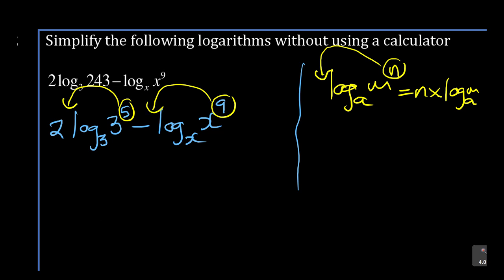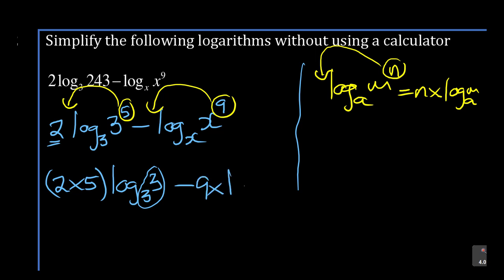So what will I have? Because of that 2, it will be 2 times 5. Always protect it with what? With a bracket. Then you have got log base 3 of 3. I'm trying to match that. You see that? Minus, again, drop the 9, but the 9 is alone there, so it's 1 times 9. So it's simply 9 times log.